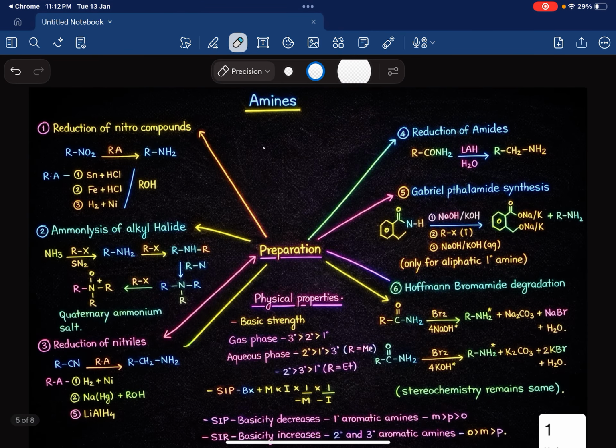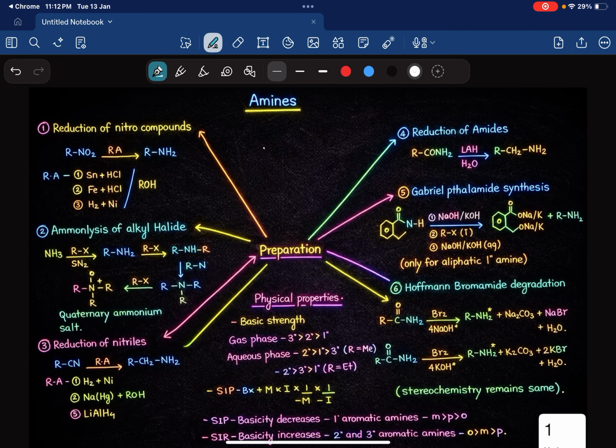Hello dear students, we are going to discuss the amines chapter. Mainly, first we are going to discuss the preparation of amines by reduction. In that, the first reaction is reduction of nitro compounds. So nitro compounds are converted into amines, just replacing oxygens with hydrogens with the help of these reducing agents.